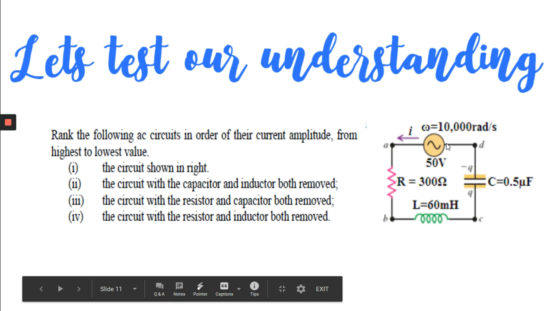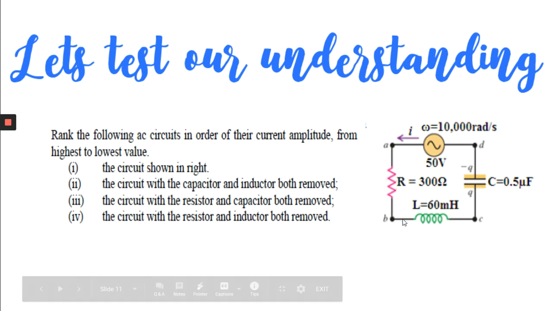So this is the simple LRC series circuit. A resistor is there, an inductor, and this is a capacitor, and it is given R is 300 ohm, L is 60 millihenry, and C is 0.5 microfarad. And omega is 10,000 radian per second. So what is asked?